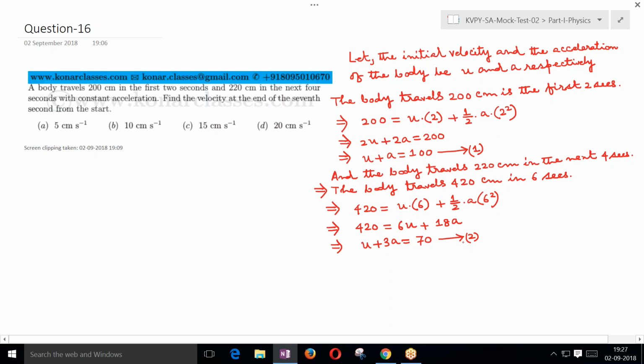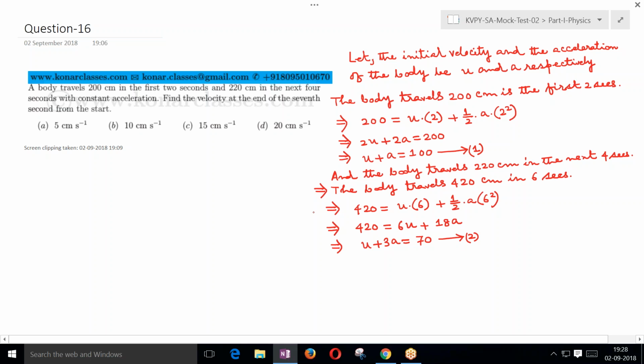So as you see, as we assumed, there are two unknowns. The first unknown is the initial velocity, and the second unknown is the acceleration. As we need to find the values of these two unknowns, you need to have two equations. So from the statement of the question we have derived two equations. The first equation is u plus a equal to 100, and the second equation is u plus 3a equal to 70. Now from these two equations we can find the value of both a and u.